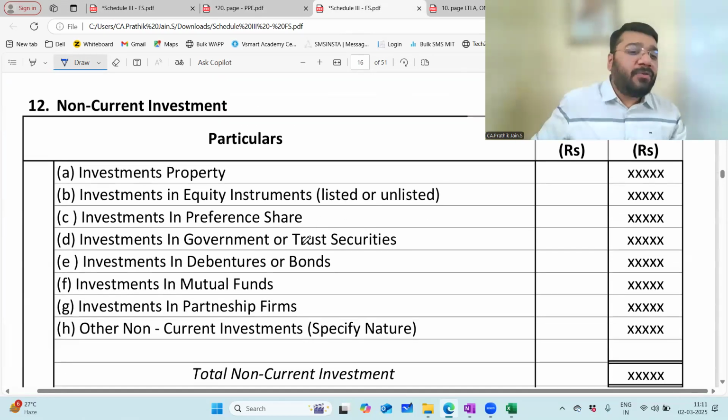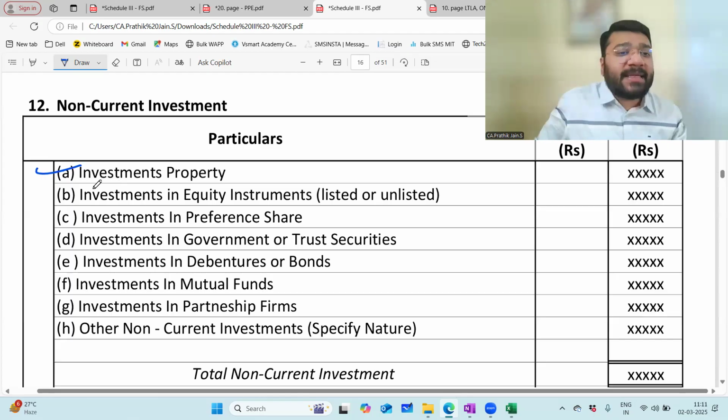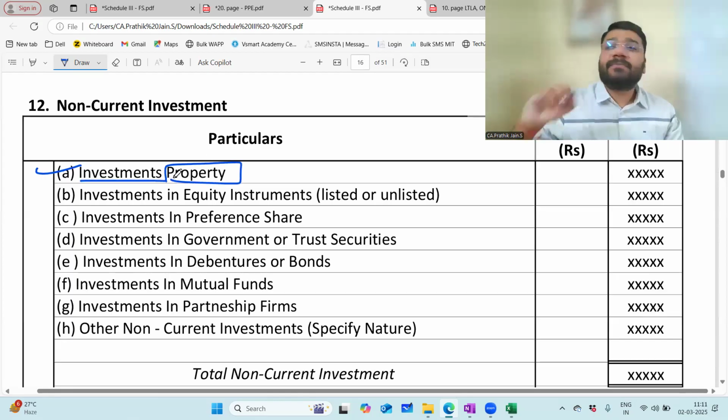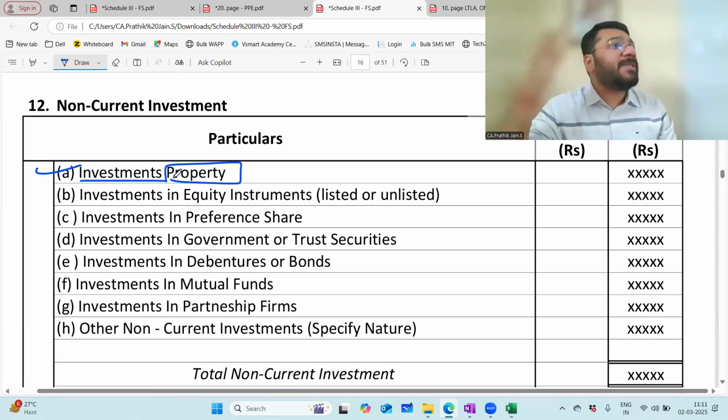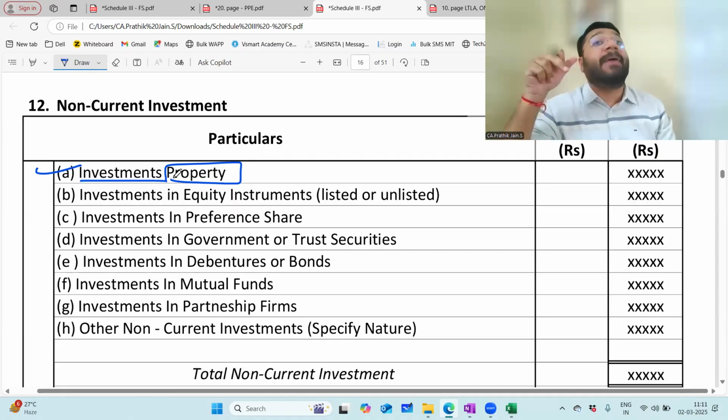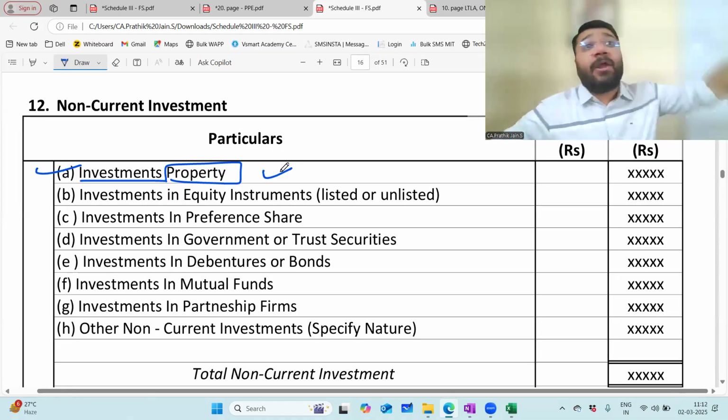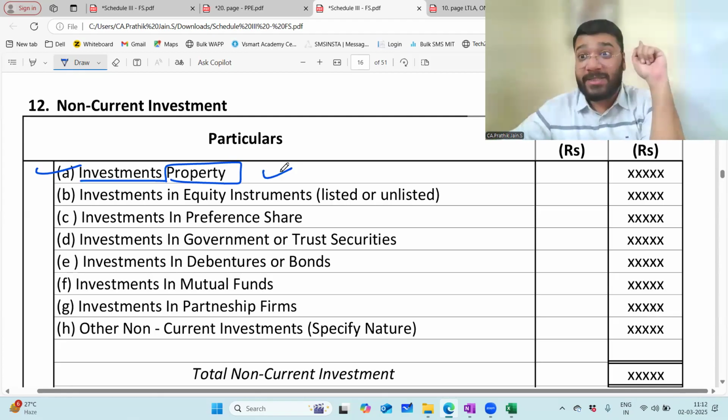Under non-current investment, you have a total of 8 categories. First one is investment in property. So the company has purchased a property. If they're using that property for the purpose of their own business, will I record it here or will I record it in PPE? Think and respond.